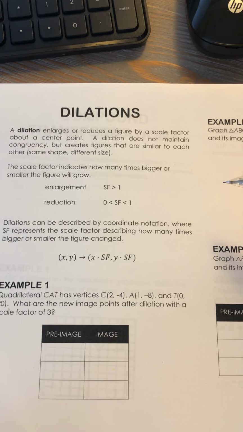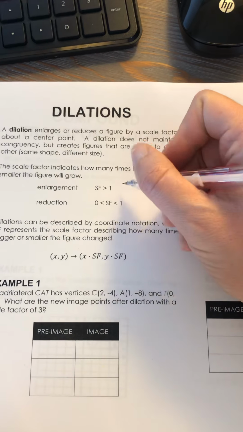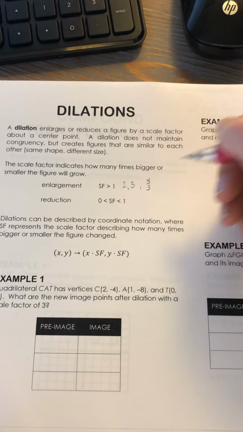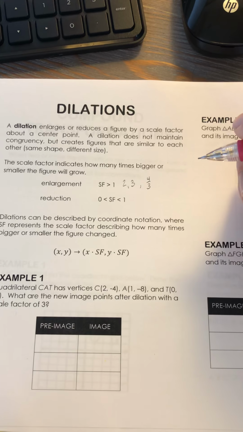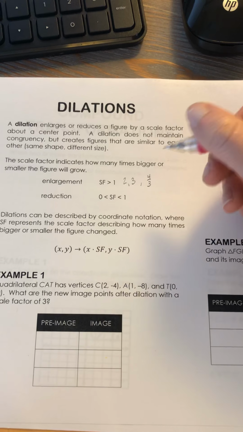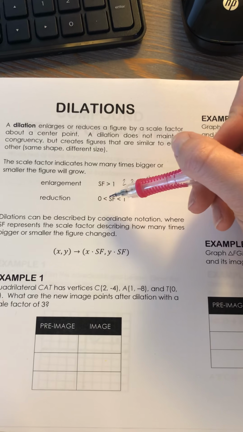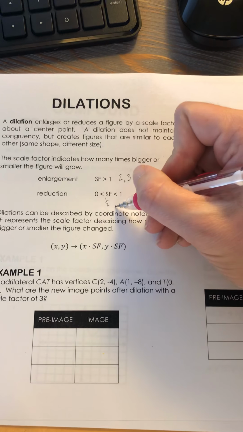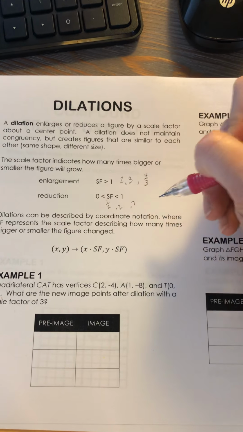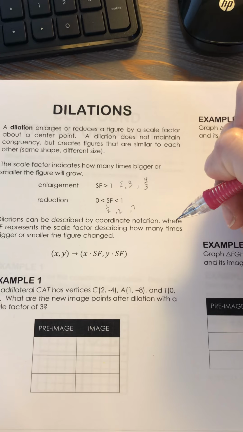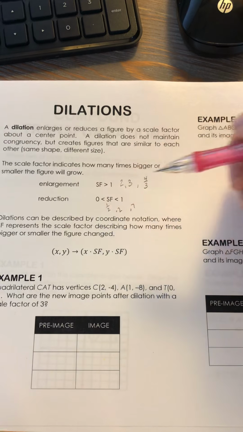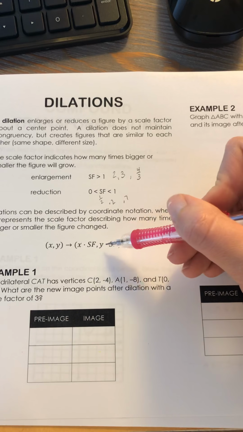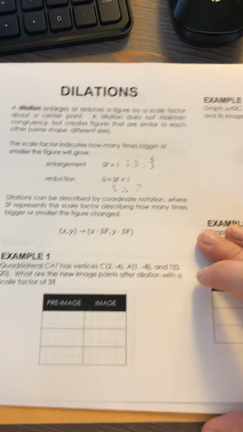If the scale factor is bigger than 1, so any whole number like 2 or 3, but also something like 4/3, which is bigger than 1 because 3/3 is 1, it's an enlargement. A reduction, where it gets smaller in size, happens if the scale factor is between 0 and 1. Anything like 1/2, 0.2, 0.7, which is 7/10, is smaller than 1 but also positive, bigger than 0. So it's your x times your scale factor or your y times your scale factor.